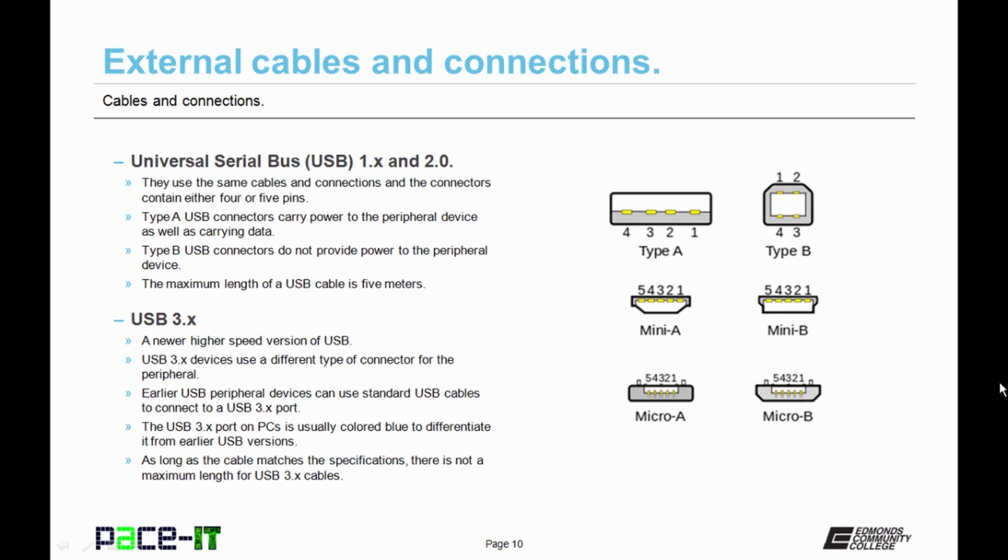The basic types of connectors are broken out into Type A and Type B connectors. Type A USB connectors can carry power to the peripheral device as well as carrying data. Type B connectors do not provide power to the peripheral devices. The maximum length of a USB cable is 5 meters.